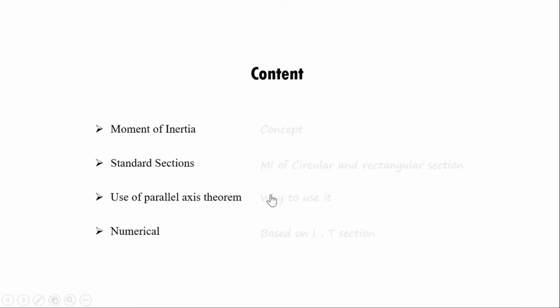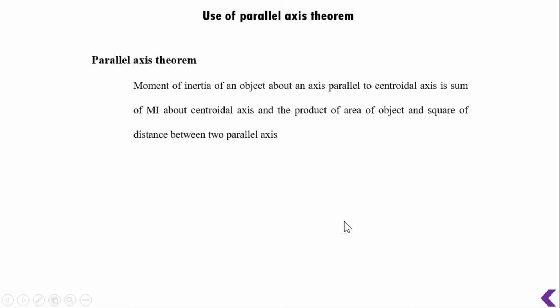Let us go for the parallel axis theorem. Now we will learn why to use the parallel axis theorem. As we have seen, we use the parallel axis theorem when we do not have a standard section. The moment of inertia of an object about an axis parallel to the central axis is the sum of the moment of inertia about the central axis and the product of the area of the object and the square of the distance between the two parallel axes.